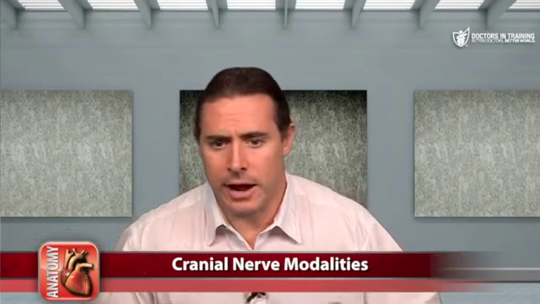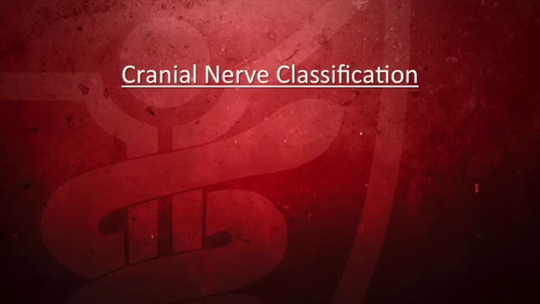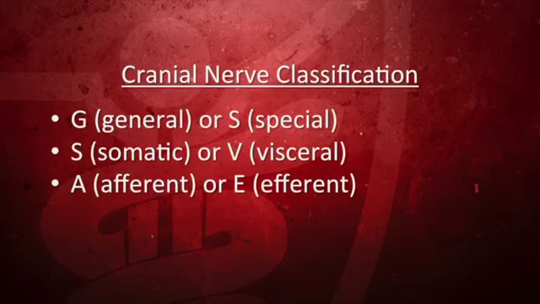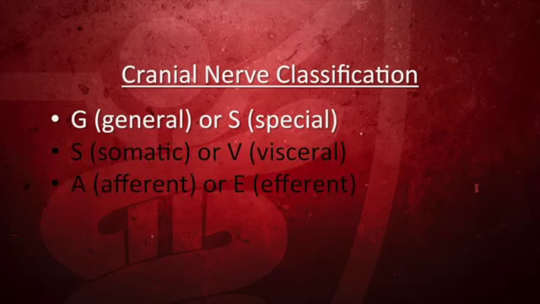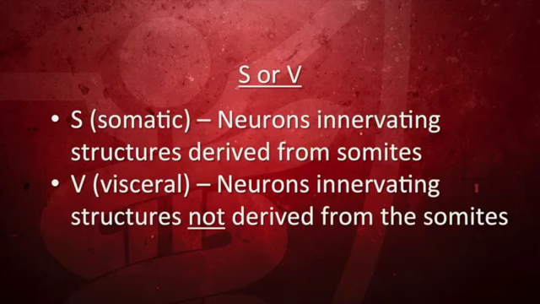Cranial nerves are said to carry one or more modalities, or functional components. You may see these modalities classified in a couple of different ways. The traditional manner of classification is by a 3-letter system. The first letter is either G for general or S for special. General refers to types of neurons found in spinal and cranial nerves, while special refers to types of neurons found only in cranial nerves. The second letter is either S for somatic or V for visceral.